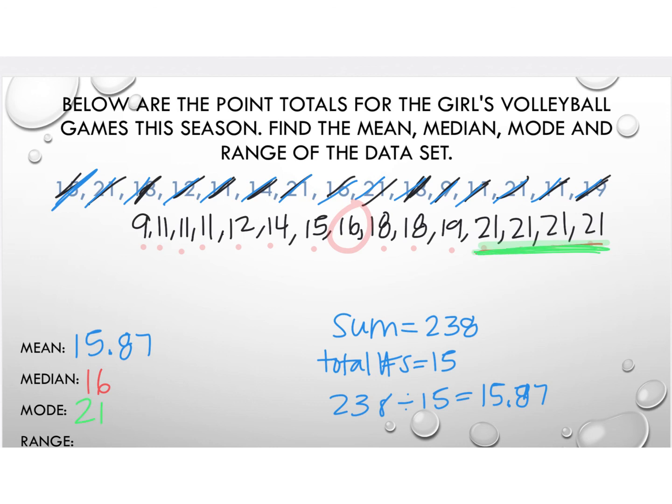And then finally the range of the data set. All right, we're going to take our largest number, which is 21, and subtract our smallest number, which is 9, to get our range, which will be 12. All right, try the rest of the practice and check the key when you're done.